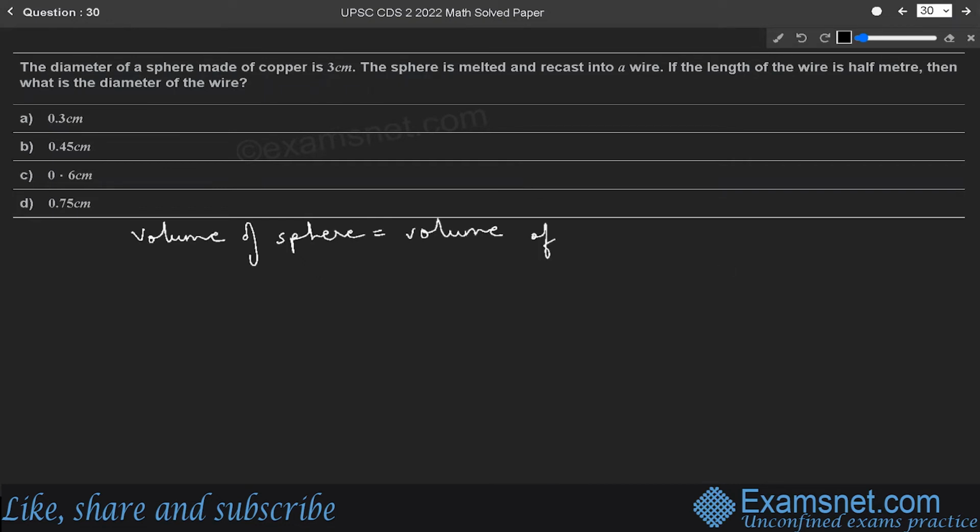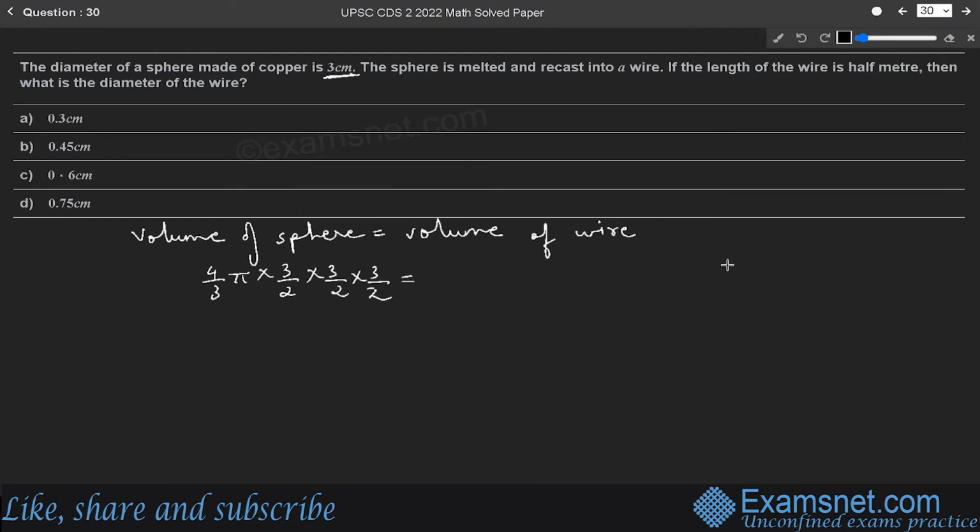We know that wire is in the form of a cylinder. So volume of cylinder is pi r square h and volume of sphere is 4 by 3 pi r cube. Here the diameter of sphere is 3, so radius will be 3 by 2. So it will be 3 by 2 into 3 by 2 into 3 by 2.